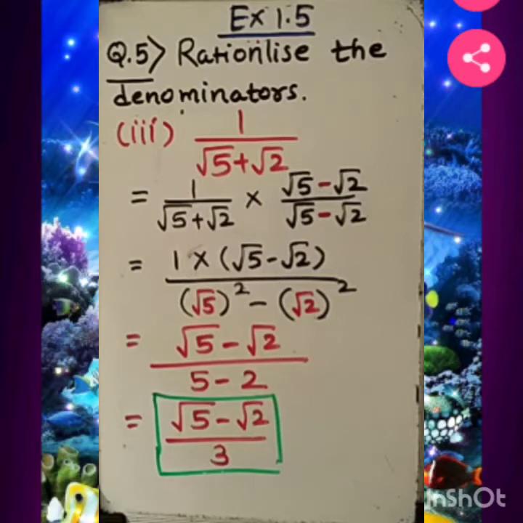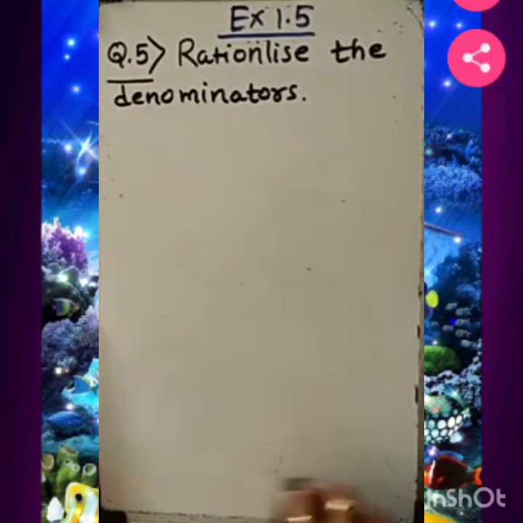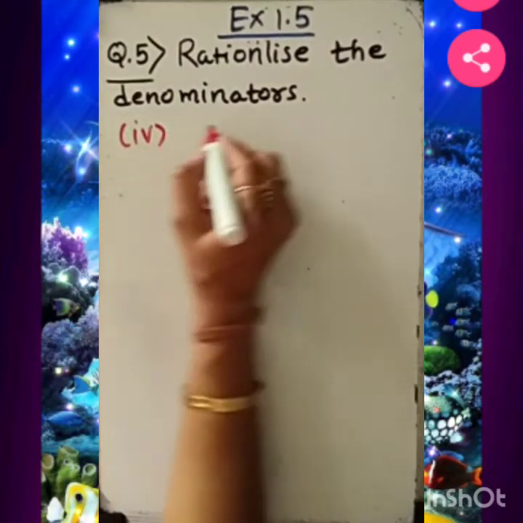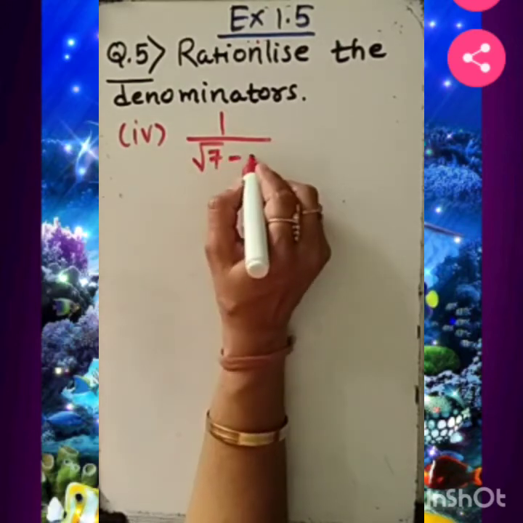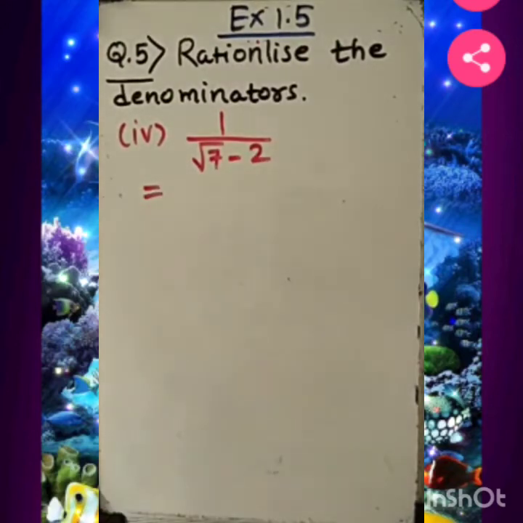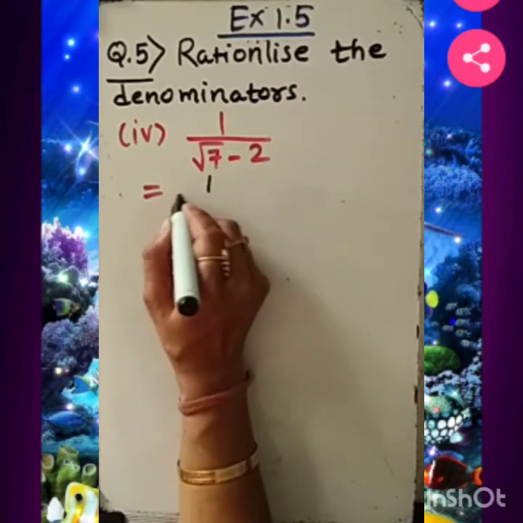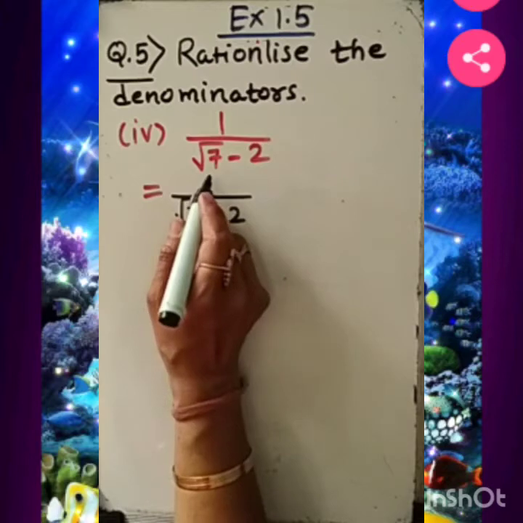Same way we are going to understand the fourth one also. Here in the question we are given in the fourth 1 upon under root 7 minus 2. Let's see how to work on this. 1 upon under root 7 minus 2, let's write it as it is. Now go through it nicely.